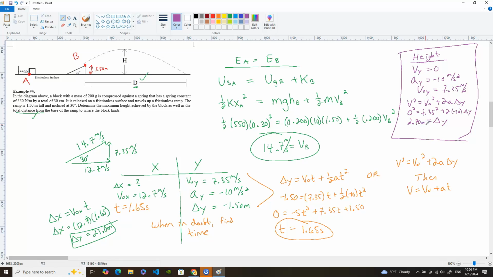Now you have to be careful because what you've solved is this 2.70. You have solved the gain in height from this position in which you're moving at 7.35. So with that in mind, you have to make sure you add the 1.5. And then you'll get, let's see, 4.20 meters. And determine the height. Done.